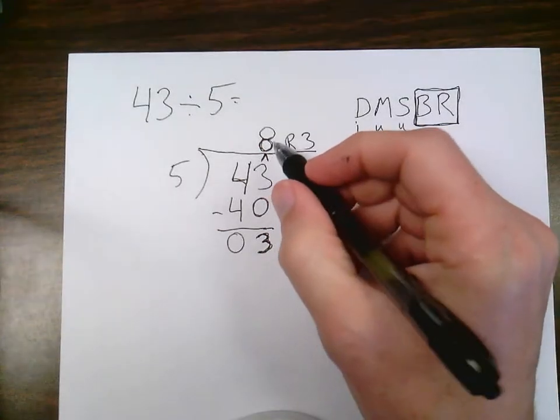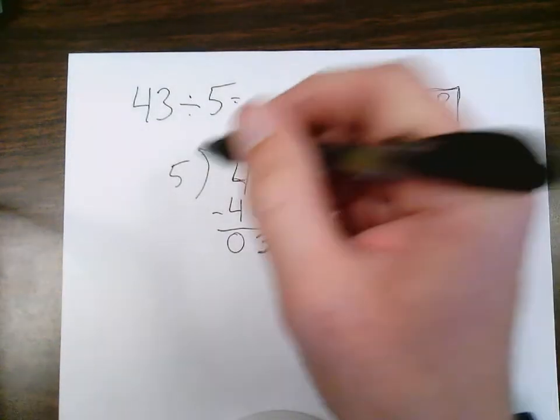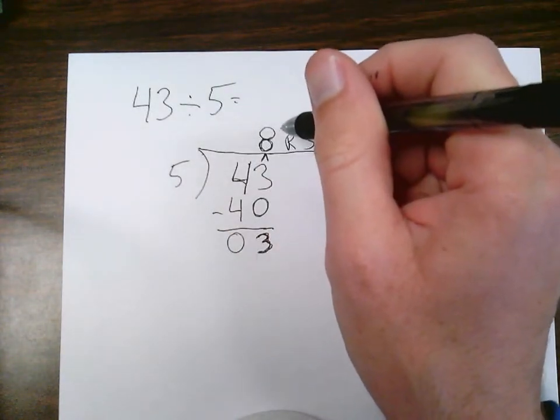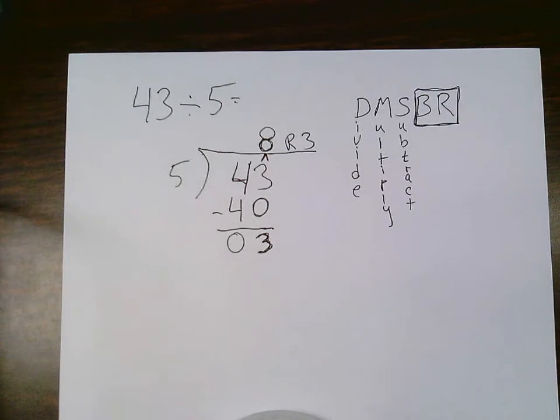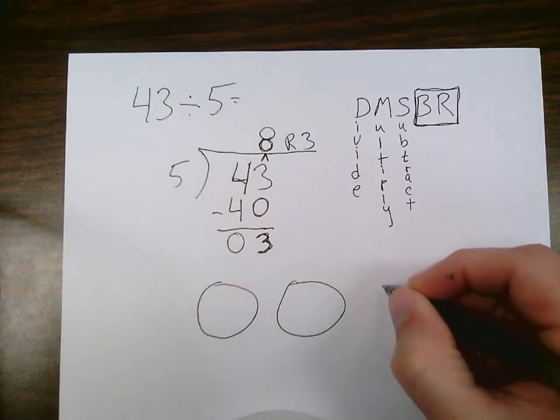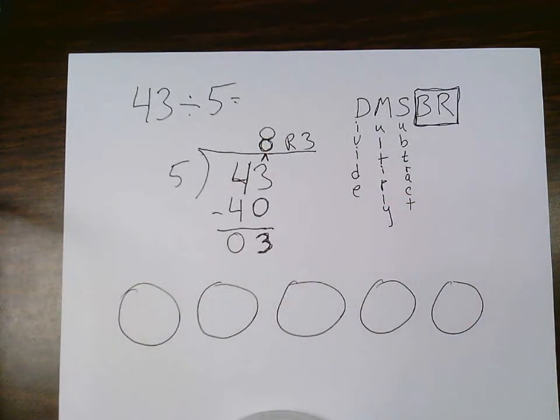And what that means is, if I take 43 and divide it by 5, I'm going to have 8 in each group with 3 left over. And I'll show that down here. So 1, 2, 3, 4, we'll put one over here, 5. So I'm going to split 43 into these 5 groups.